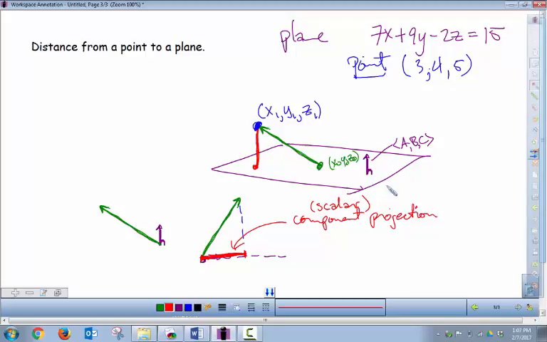And if you guys remember this, the formula for scalar projection, you're projecting this green vector. We don't have a name for the green vector. Let's call it V. The green vector is the subtraction, the difference of x1, y1, z1 and x0, y0, z0. So the component projection of V, and we're projecting it onto N.